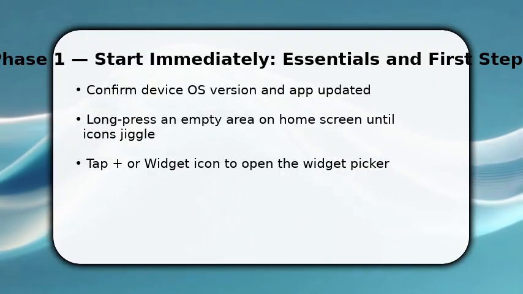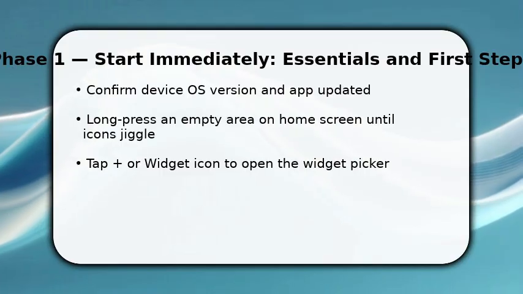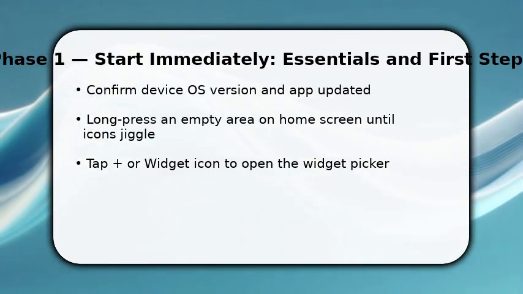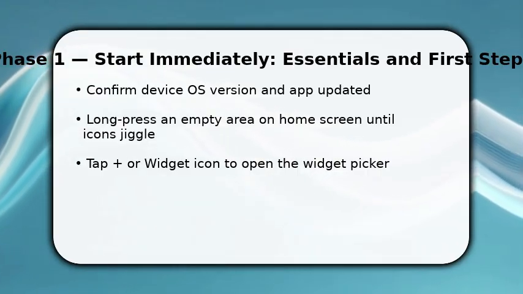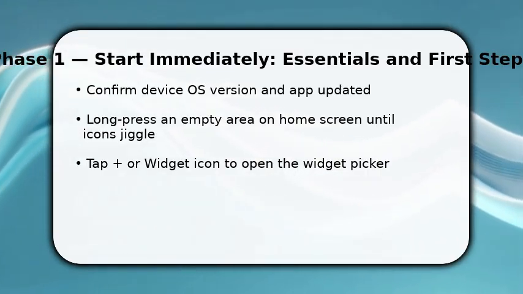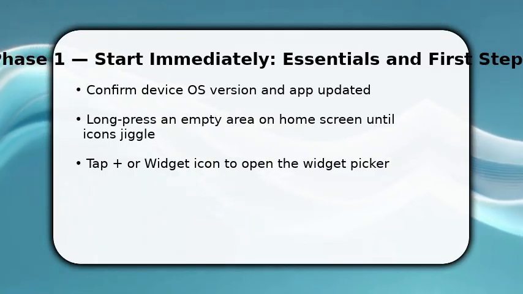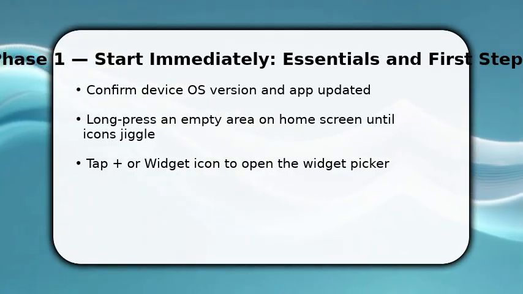You'll begin by confirming your device and app are up to date, because outdated software blocks widgets. Once done, long press a blank area on your home screen until icons jiggle, and then tap the plus or widgets icon to open the picker. You're now in the widget gallery.